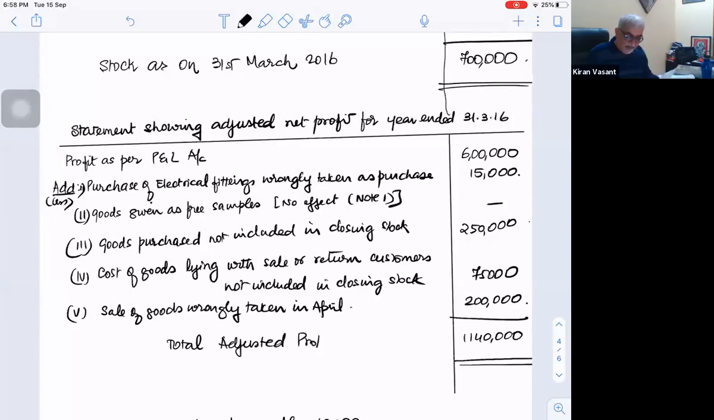I think statement form is better. You'll get confused with the T form. This is the correct way of doing it. You just understand it logically. This is enough. I don't want to confuse you with the T form again. Okay.